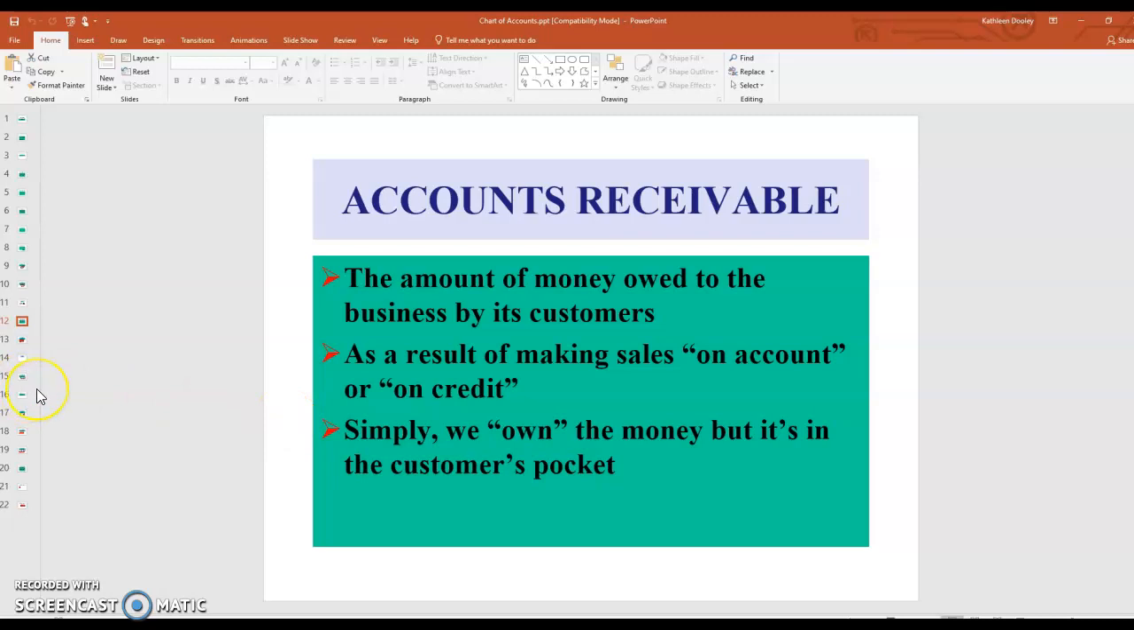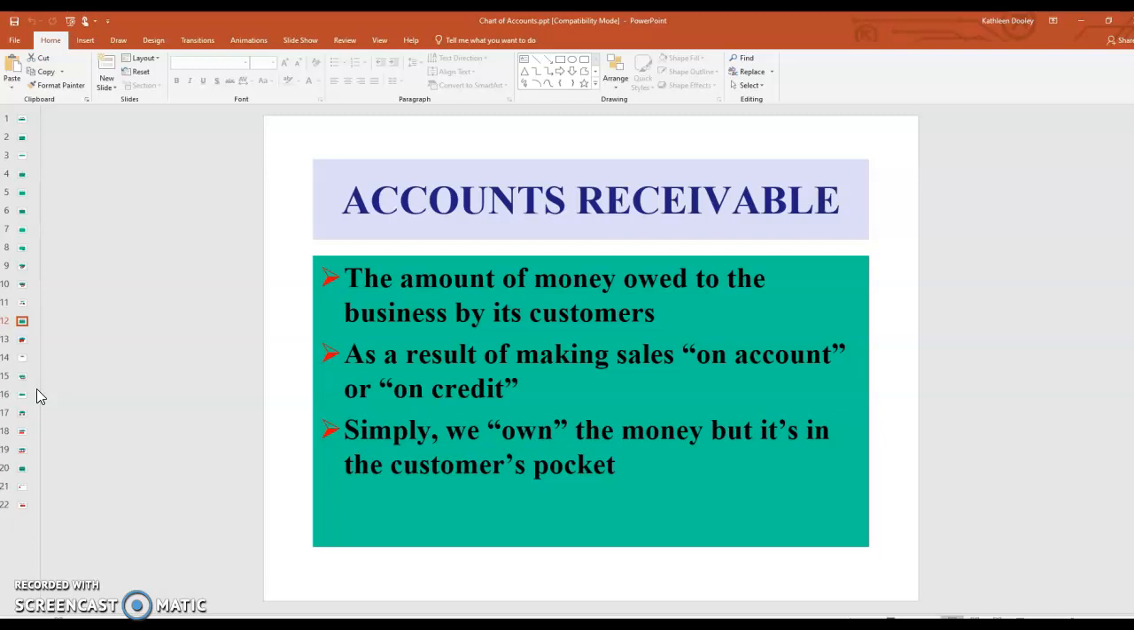And we said that accounts receivable is when the customers owe us, the business. And we get this by making sales on account or on credit. This doesn't mean on a credit card. So the customer comes in and buys something and they take the thing with them out the door, but they have not given us cash, or they only give us part of the cash and then they're going to pay us the rest later.